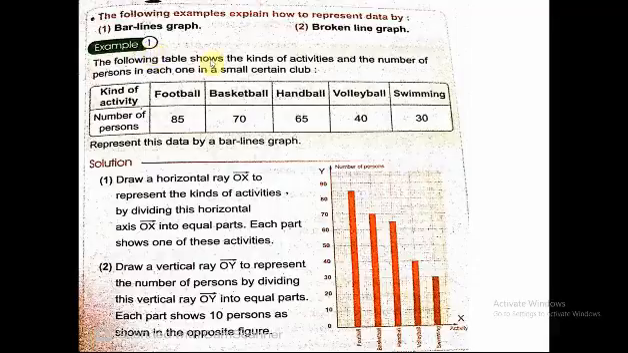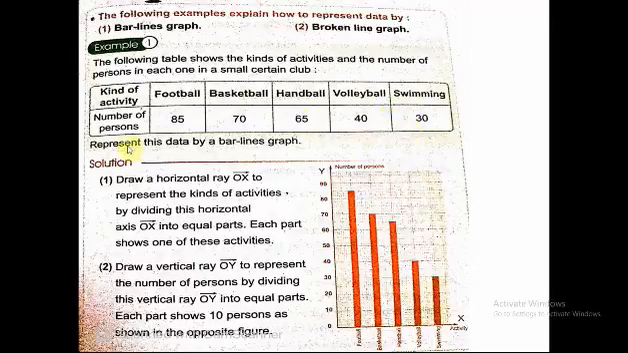The following data shows the kinds of activities and the number of persons in each one in a certain club. The activities are football, basketball, handball, volleyball and swimming. The number of persons: in football we have 85 persons, basketball 70, handball 65, volleyball 40, and swimming 30.